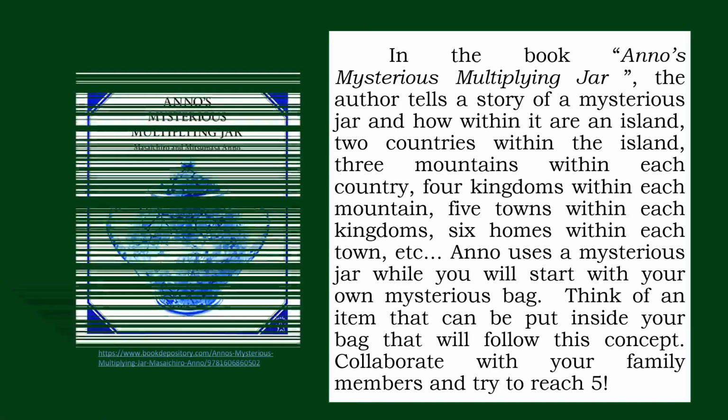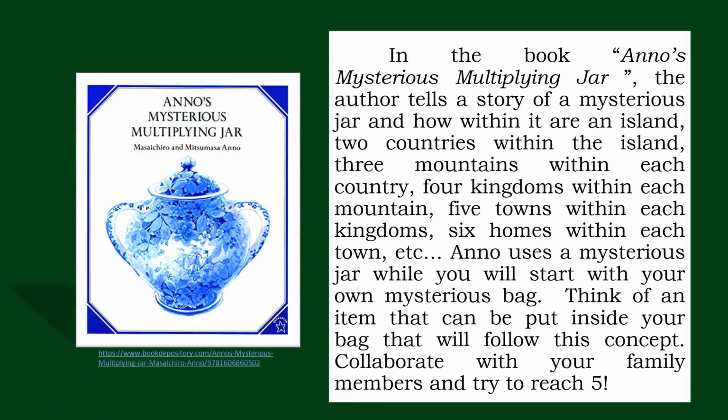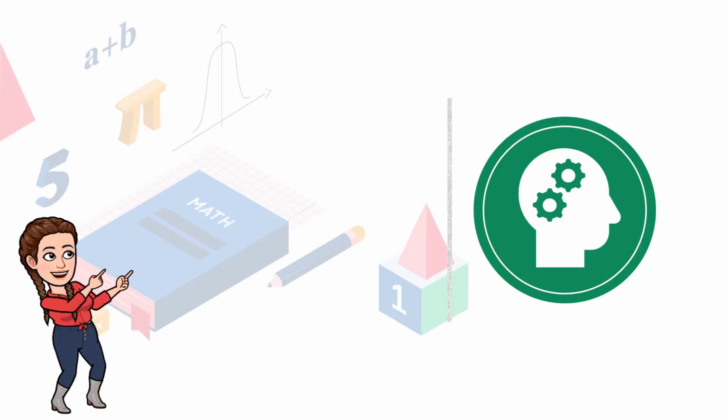In the book, Anna's Mysterious Multiplying Jar, the author tells a story of a mysterious jar and how within it are an island, 2 countries within the island, 3 mountains within each country, 4 kingdoms within each mountain, 5 towns within each kingdom, 6 homes within each town, and so on. Anna uses a mysterious jar while you will start with your own mysterious bag. Think of an item that can be put inside the bag that will follow this concept. Collaborate with your family members and try to reach 5 factorial.